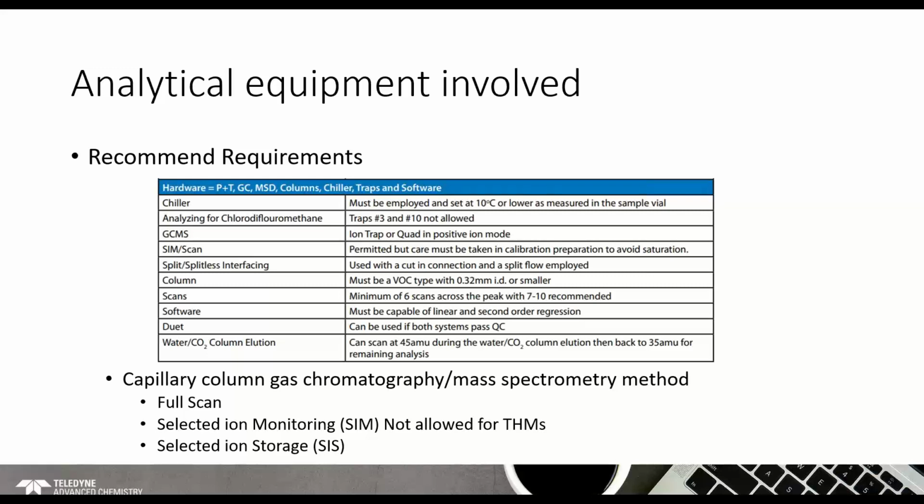The software should also allow for a calculation of the response factor or construction of linear or second-order regression calibration curve. Calculations of response factor statistics, too, such as the means or standard deviation, and the calculation of concentration of analyte using the calibration curve. Another key note to observe is that with the permissive use of SIM, you cannot use it to identify trihalomethanes.